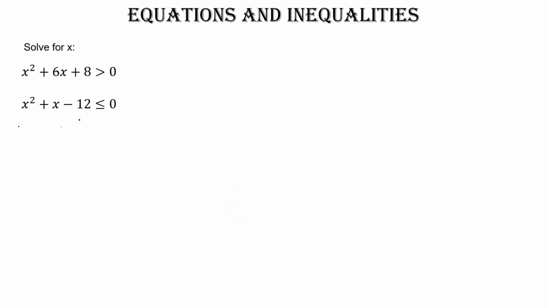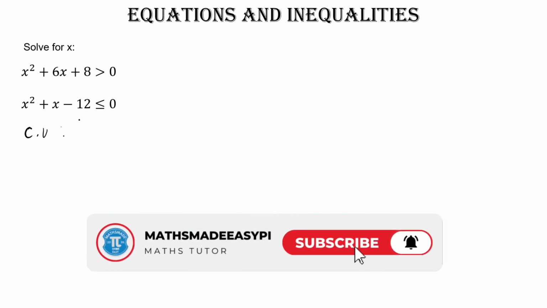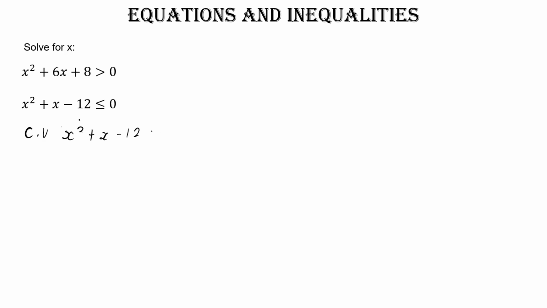Then for the next one, we're given that x squared plus x minus 12 is less than or equal to 0. So let's start by checking. Do we have a negative in front of the x squared? No. Is everything in standard form? Yes. So now we can just change the inequality to an equals sign, right? So we're going to place our critical values over there. x squared plus x minus 12, and it's going to be equal to 0.